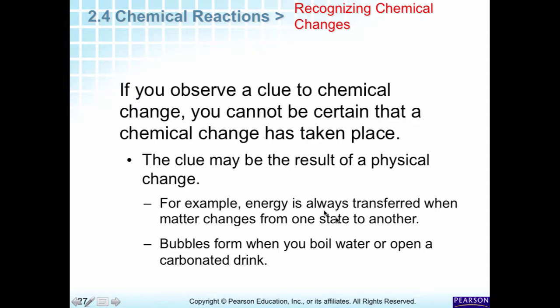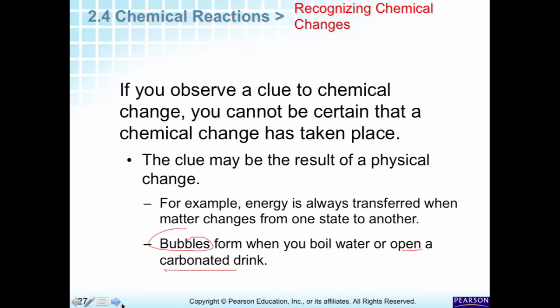Well, if you boil water, you are transferring energy from the heater to the water. There is an energy transfer from one state to the other. You require heat to change it from liquid to gas. You also might see some bubbles when it's boiling. Or if you open up a Pepsi. Okay? Still no reaction has occurred. It's just that you've released pressure and the bubbles come out of solution.